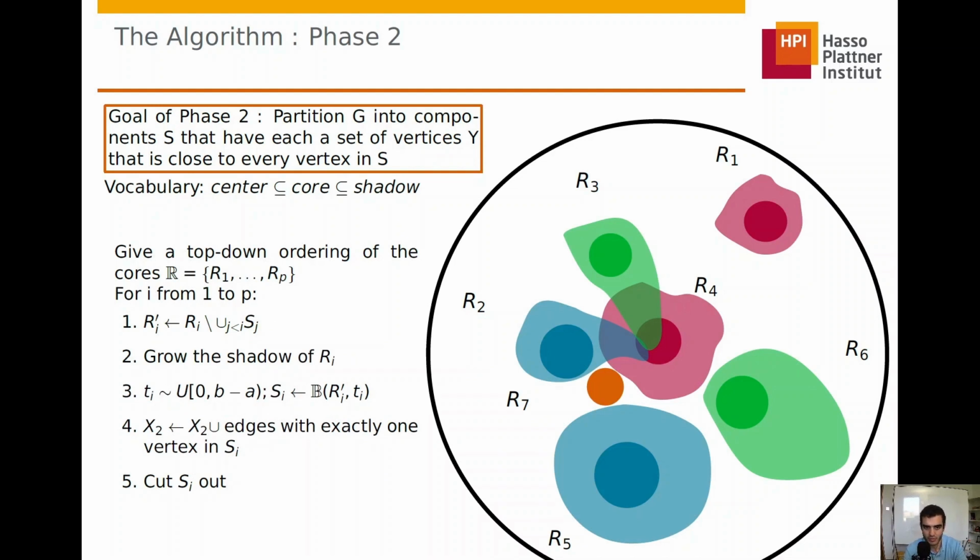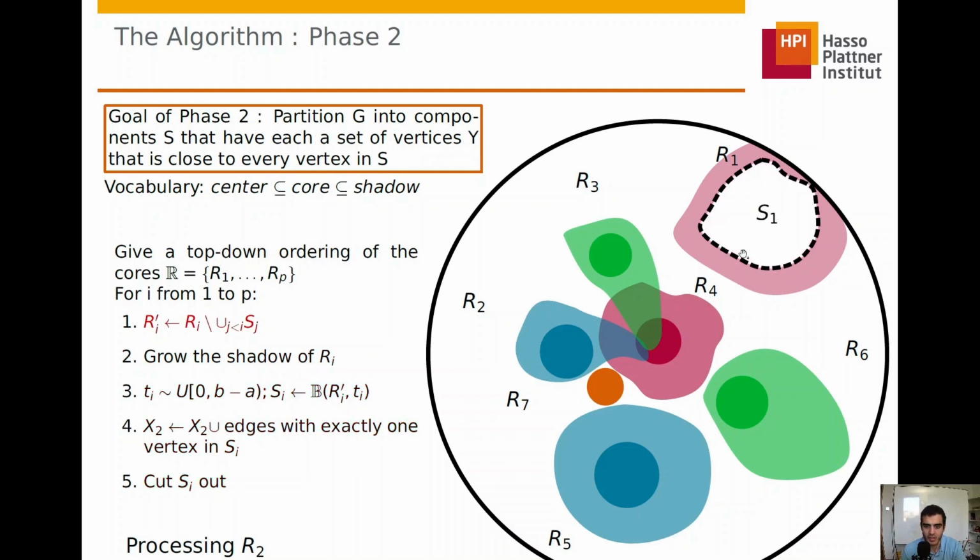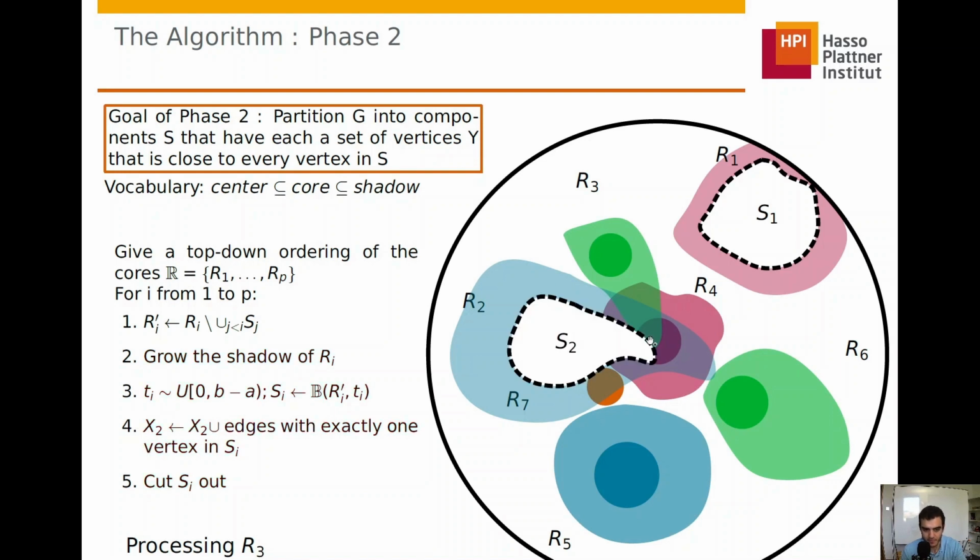So we have our top-down ordering of the cores. And now from 1 to P, so our P cores, I will first process R1 by creating a shadow around it. The shadow has size between 0 and B minus A, meaning that the furthest points in the shadow are at distance B away from the center. We pick something between those two, the core and the shadow, and we cut it. Okay? And we reiterate this process with R2 here, shadow, somewhere between the core and the shadow, and we cut.